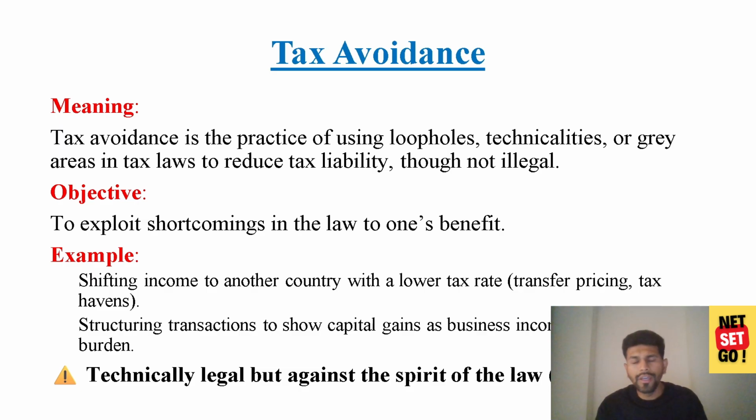The main objective is to exploit shortcomings in the law to one's benefit. For example, shifting income to another country with a lower tax rate, that is transfer pricing or tax haven countries. Or structuring a transaction to show capital gain as business income, if it reduces the tax burden. Technically it is legal, but against the spirit of law. So tax planning is legal and ethical, but tax avoidance is legal but unethical.